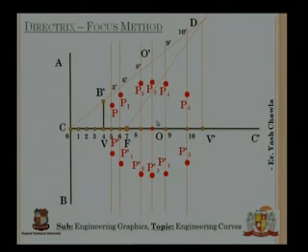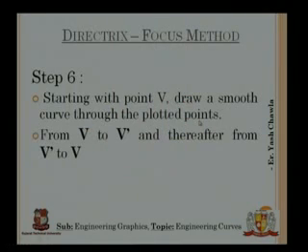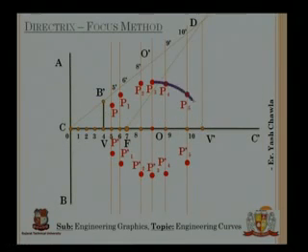Now again the same old story I am going to repeat. Now we also know that these are the endpoints, so these will also be there on the ellipse, and when I join these points clockwise, I have my ellipse through the directrix focus method.